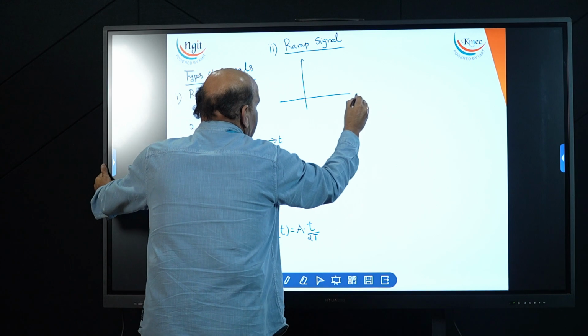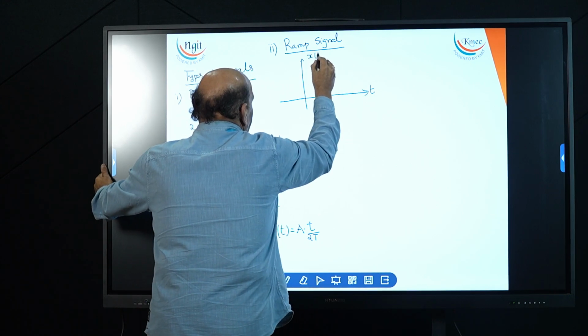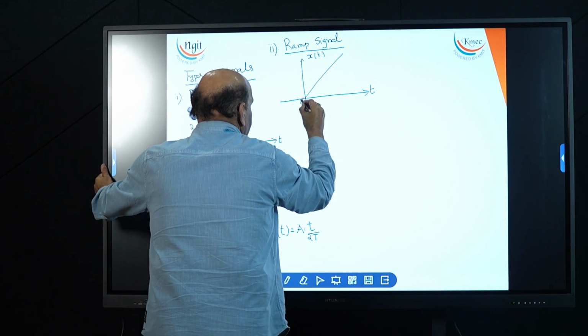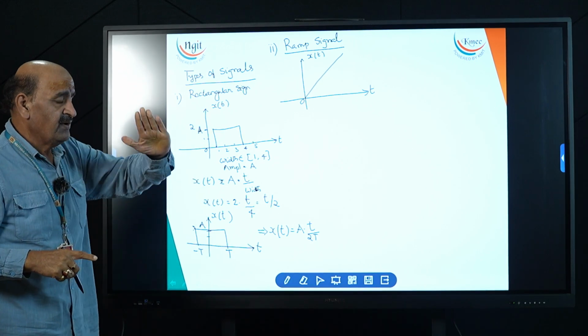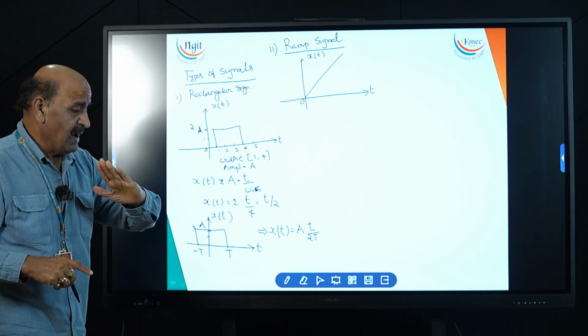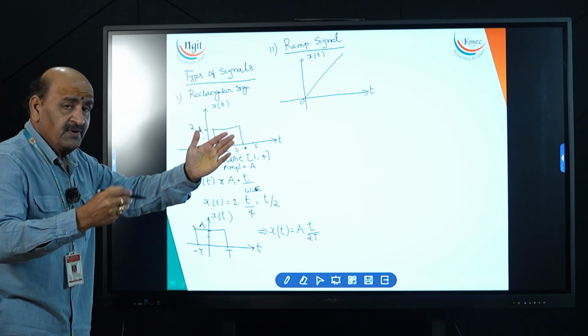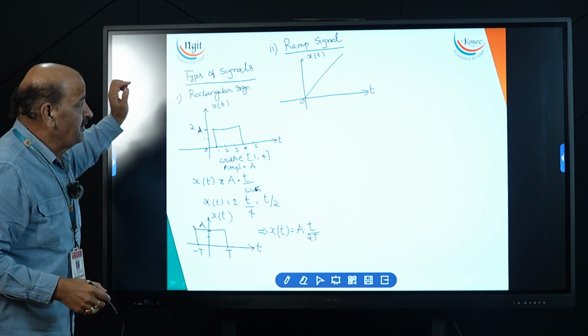The ramp signal is just like this, t and x of t. Now, it passes, this is a ramp signal. The ramp signal has practical applications, such as staircases or ramp slopes made for bikes or vehicles to go down. For all these purposes, it is used. A very important real life practical example.